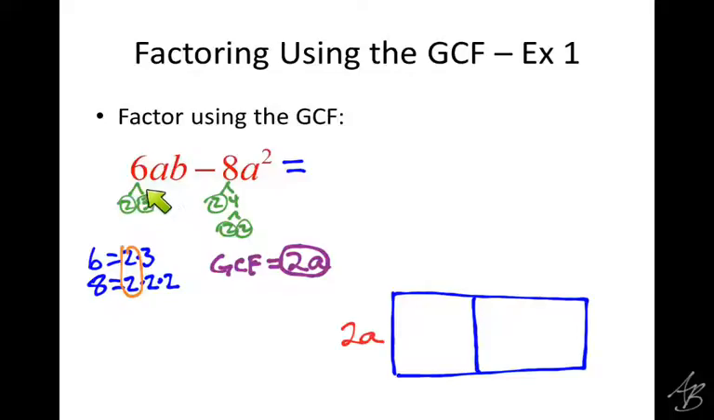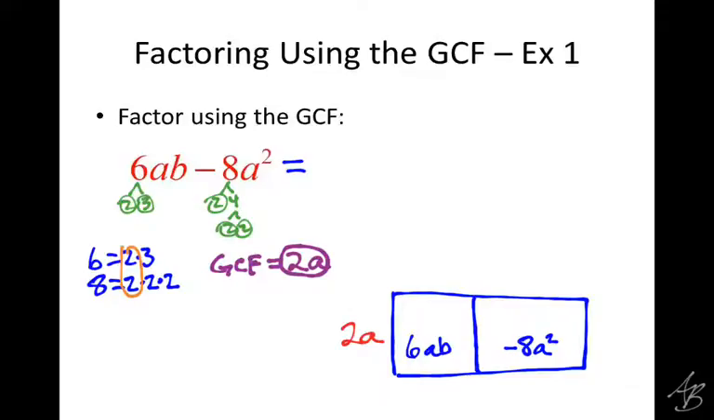The 6ab will be the area of one of them. And? 8a squared. Close. 2a. Negative 8a squared. Don't forget that negative on there. It is important. All right, so the GCF is going to be our height. The areas are going to be each of the terms in the original problem. And now we just finished the area model.